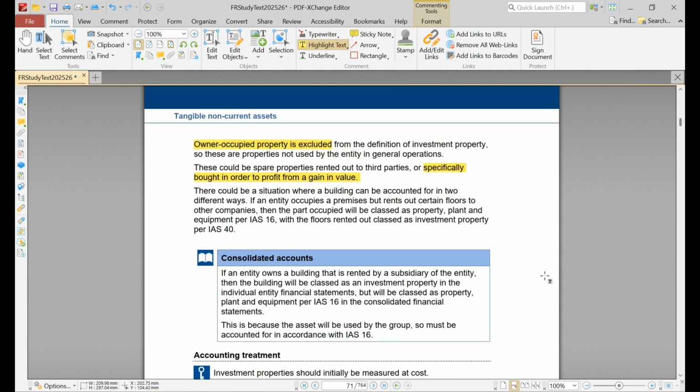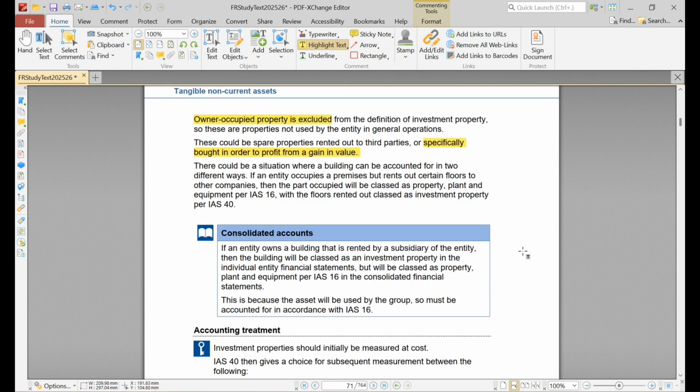Now in consolidated accounts, let's say an entity owns a building that is rented out to a subsidiary of the entity. If the parent company is owning a building, and it is being rented out to the subsidiary, then in the books of the entity, that would be recorded as investment property under IAS 40, but in the books of the group, that is in the consolidated financial statements, that would be accounted for as property, plant, and equipment under IAS 16.